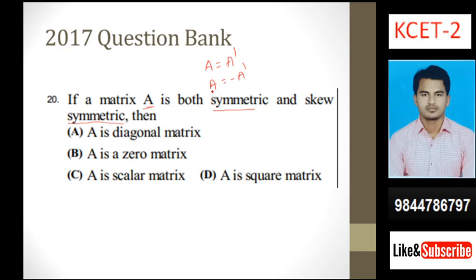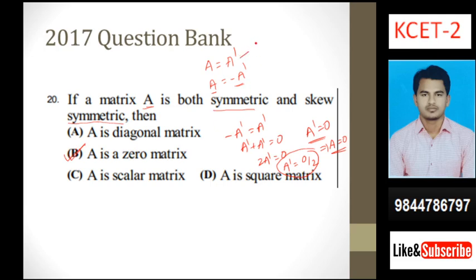Now substitute the value of A, that should be minus A dash. It means minus A dash is equal to A. Shifting to the left-hand side, A dash plus A dash equal to 0, 2 A dash equal to 0, A dash is equal to 0 by 2. If A dash is equal to 0, it means A is also equal to 0. What is our answer? Answer B is the right answer, because A is a zero matrix.